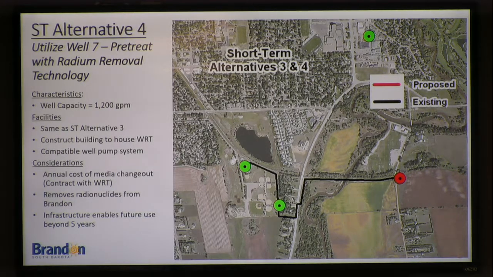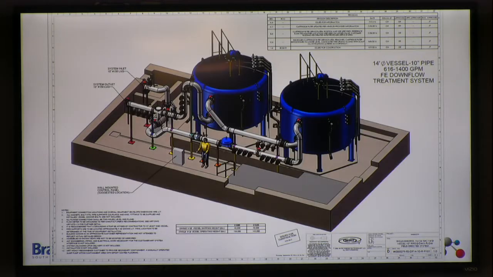And let me jump to the next slide. There's a company called WRT that makes a radium removal process. They've developed a radium-specific media that absorbs radium. That media is used sort of like the media in your water softener, except in your water softener, you can regenerate the media. In this case, the media is not regenerated. Once it's exhausted, they come and change it out. And they dispose of that media.